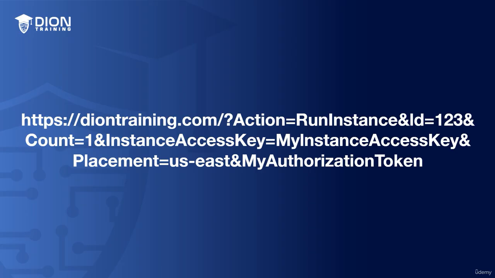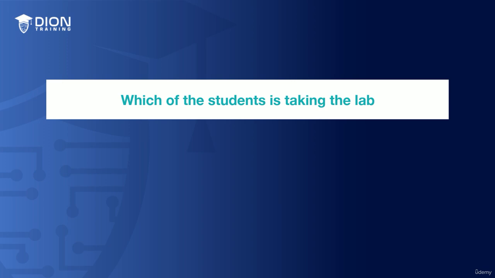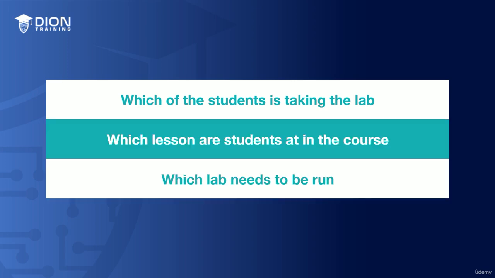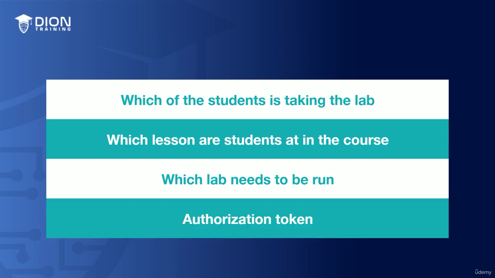And that link actually looks something like you would see here on the screen. It says something like diontraining.com, action equals run, instance, and ID equals, and the count and the access key and all those things. These are the parameters that we are passing to the API of our lab provider. This allows our lab partner to know which of our students is taking the lab based on their student ID, which lesson they are at in the course, which lab needs to be ran, and the authorization token.